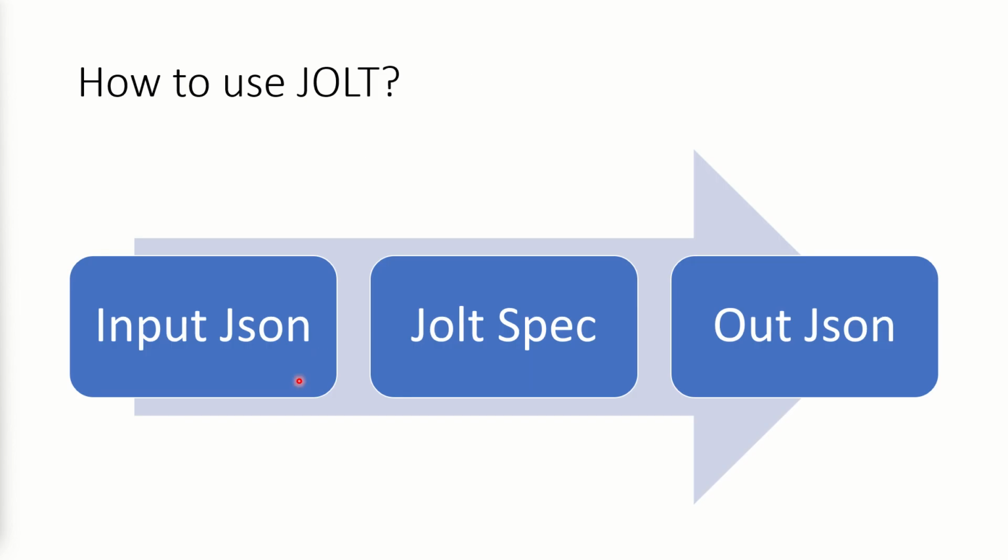How does Jolt work? Jolt takes an input JSON, the one which you want to convert. There is a Jolt spec, a specification, and then you will get an output JSON. So you apply the Jolt spec over an input JSON to get an output JSON.